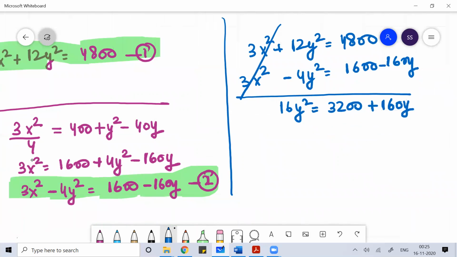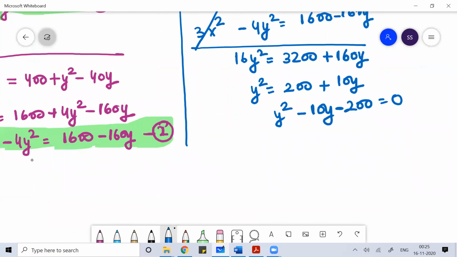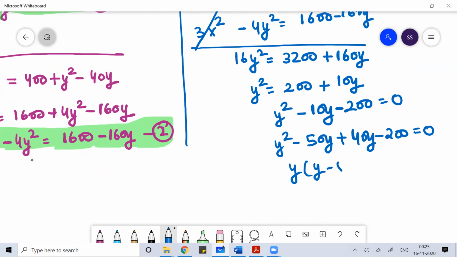So now all are divisible by 16. So I can write y square is equal to 200 plus 10y. So I can write y square minus 10y minus 200 is equal to 0. Now I'll get a quadratic equation. So 200 means 40 and 50. So y square minus 50y plus 40y minus 200 is equal to 0. So y minus 50 is equal to 0. So the y value you get is 50.